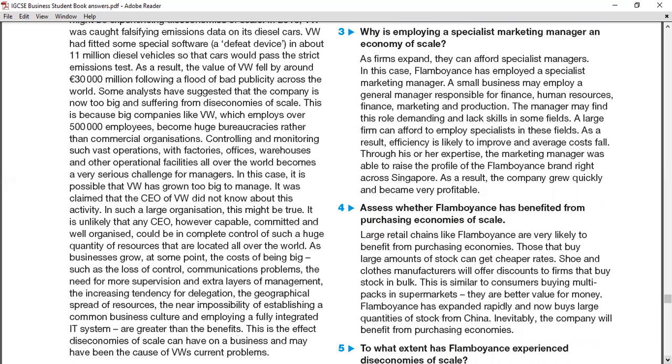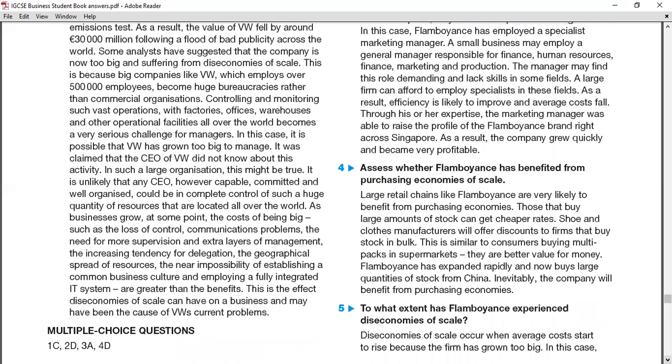It is unlikely that any CEO, however capable and committed, can manage the quantity of resources that are located all over the world. As businesses grow, at some point the costs of being big, such as the loss of control, communications problems, the need for more supervision and extra layers of management, the increasing tendency for delegation, the geographical spread of resources, and the near impossibility of establishing a common business culture and employing a fully integrated IT system, are greater than the benefits. This is the effect diseconomies of scale can have on a business and may have been the cause of VW's current problem.